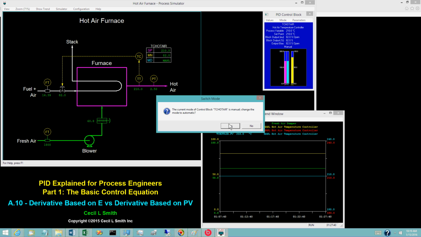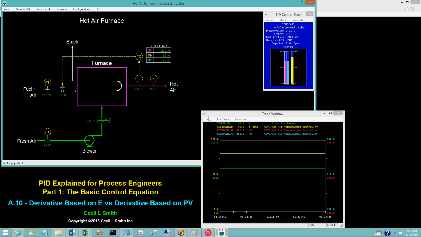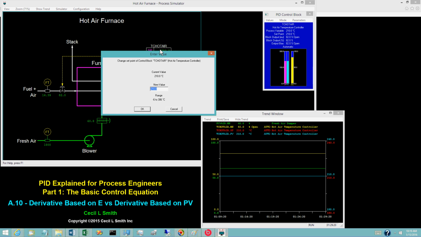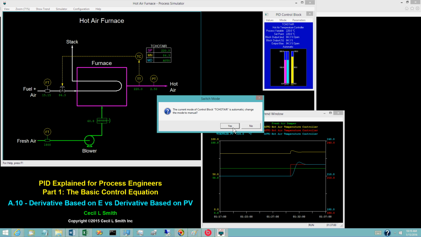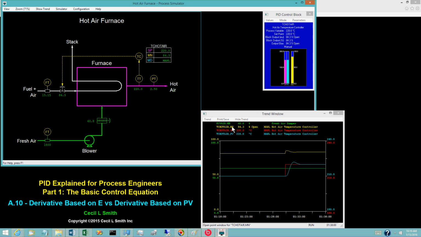Switch the controller to auto. Change the set point to 220 degrees Celsius. The response exhibits an overshoot of about 2 degrees C and an oscillation that decays rapidly. No second peak can be detected. Switch the controller to manual. Then place the simulator in hold.